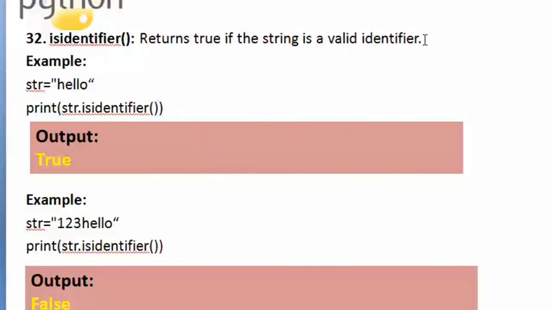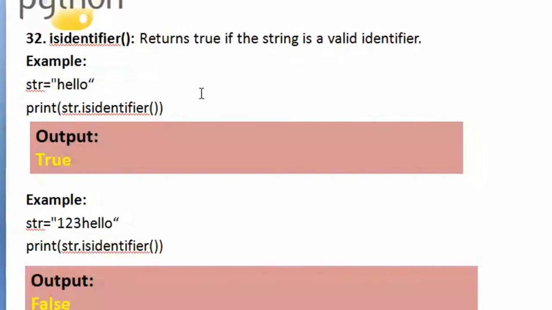If you want to name an identifier and you're confused whether this can be the name of an identifier, you can use isidentifier. I already told you, if any method has the prefix is, it will check and give you a Boolean value, true or false. Is is nothing but checking. So str is equal to hello. I'm checking whether this is a valid identifier or not. It's saying yes, hello.